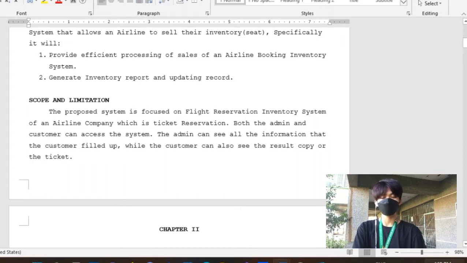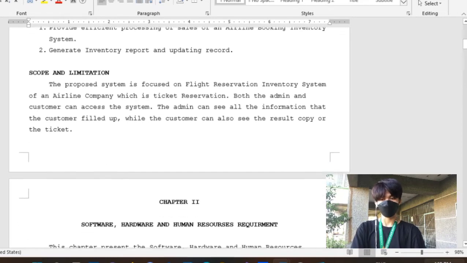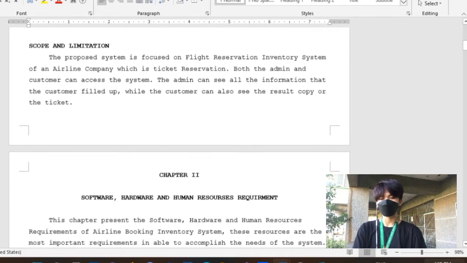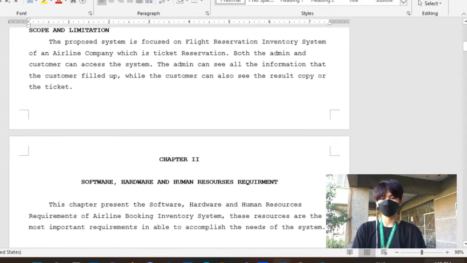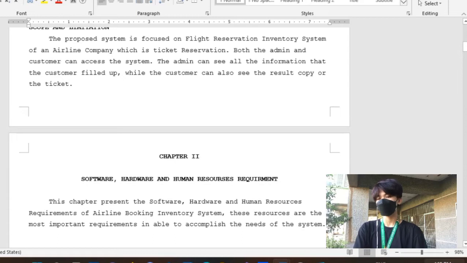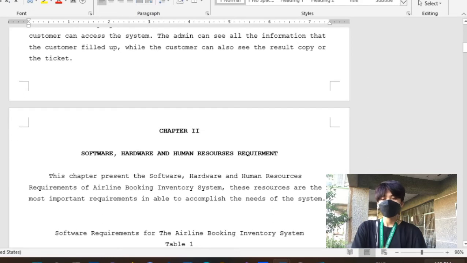The scope and limitations of this proposed system are focused on the flight reservation inventory system of an airline company, which is ticket reservation. Both the admin and customers can access the system. The admin can see all the information that the customers filled up, while the customers can also see the result copy or the ticket.